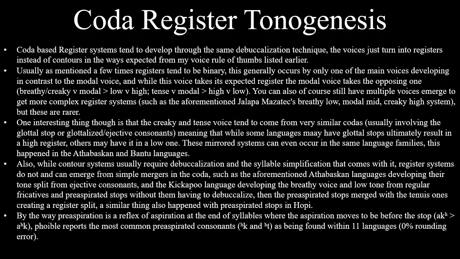Also, while debuccalization and consonant loss through it is usually very necessary for contour tones to develop, it's less so for register tones. Languages like Kiowa and Hopi had a merger of pre-aspirated and tenuis stops, and the coda resulted in a breathy, modal, low-high distinction, with Kiowa also having its regular fricatives condition the breathy tone. The example I mentioned above, in the Athabascan languages, involved a consonant merger of ejectives and normal plosives.